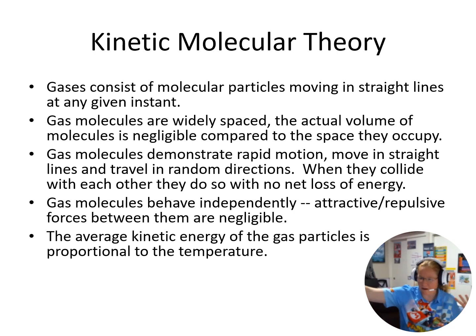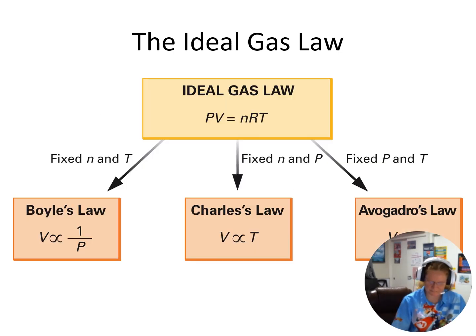Because they're so far apart, these intermolecular forces that would attract or repulse them are negligible. They're going to behave independently. So this is why gases are able to be miscible and mix with each other so well. And then that average kinetic energy is proportional to the temperature. Higher temperature, more moving around. Lower temperature, less moving around. Okay? Which led us to be able to interrelate all of these together.